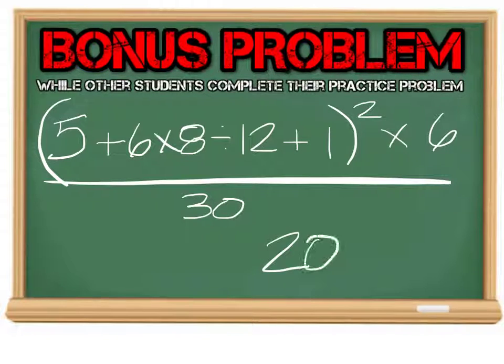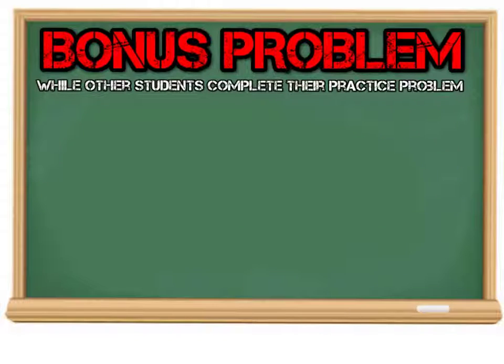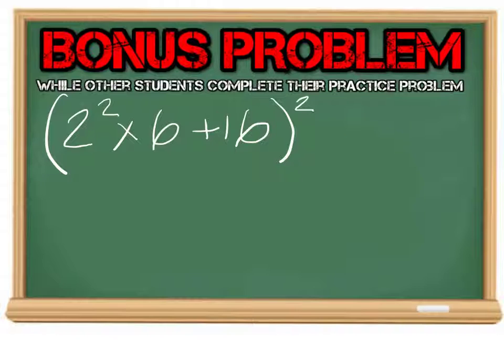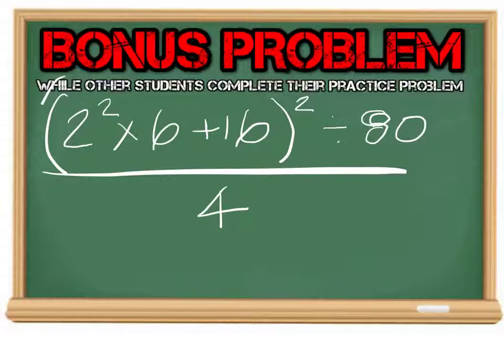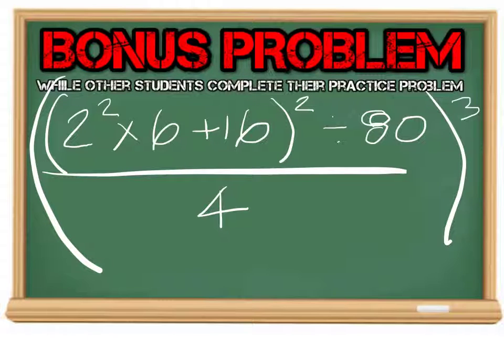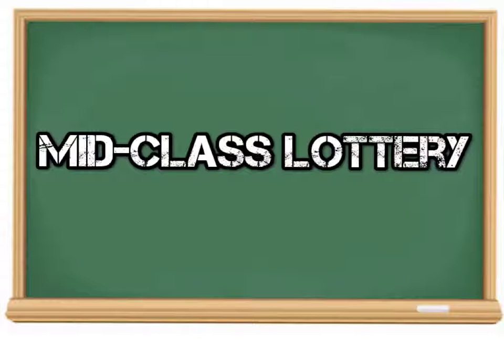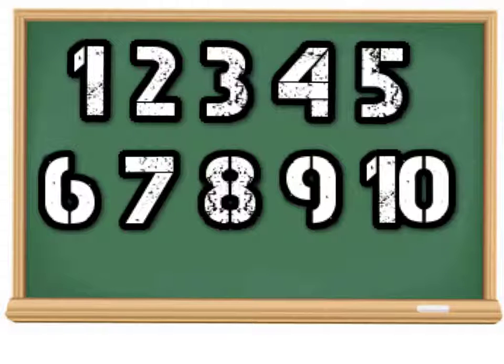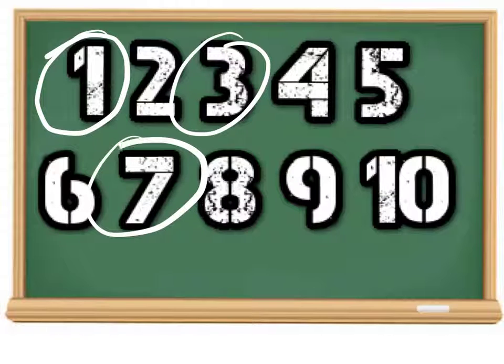Answer should be 20 on the bonus. Here's another bonus while anybody else finishes up. Answer is 125. The winning numbers are 1, 3, and 7.